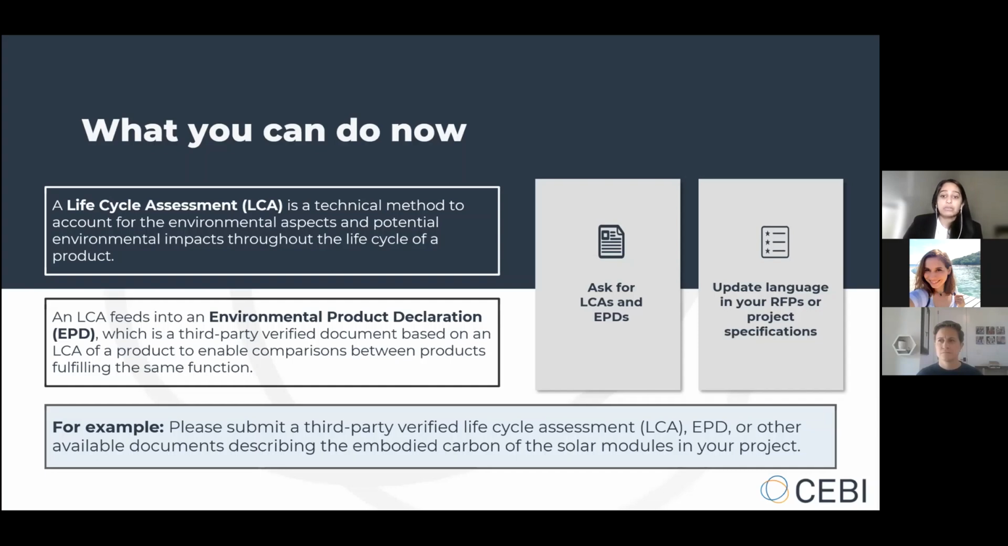You can also include language in your request for proposals, or RFPs, about your low carbon solar intention, either by announcing it as a priority and/or setting a specific emissions target for future projects and procurement. For example, you could ask, quote, "Please submit a third-party verified life cycle assessment, EPD, or other available documents describing the embodied carbon of your solar modules for your project," end quote.